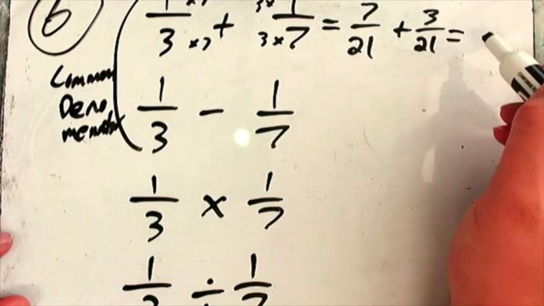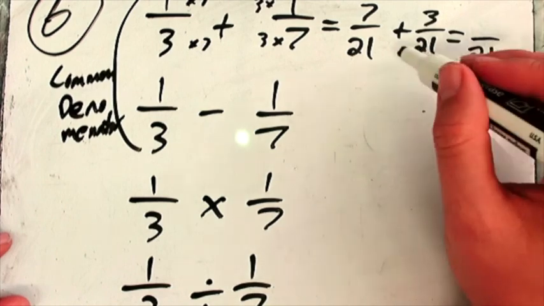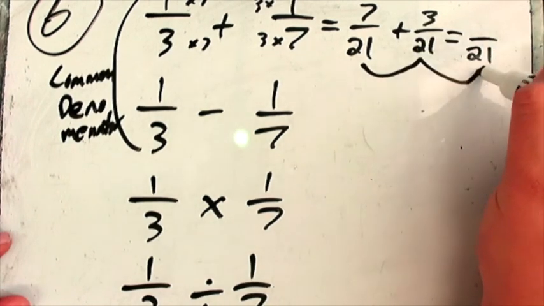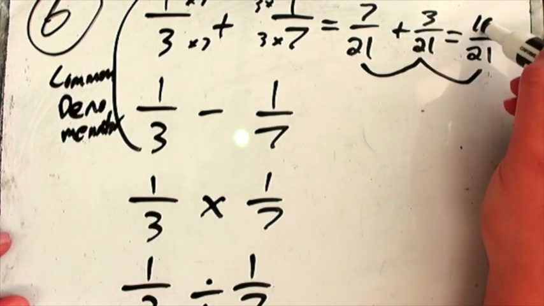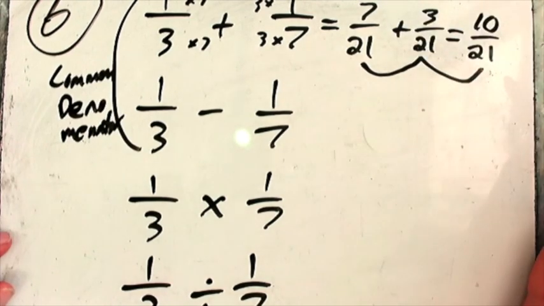Now you just add the tops. The bottom stays the same. Stays the same. And then on the top, it's 10. 7 plus 3 is 10.